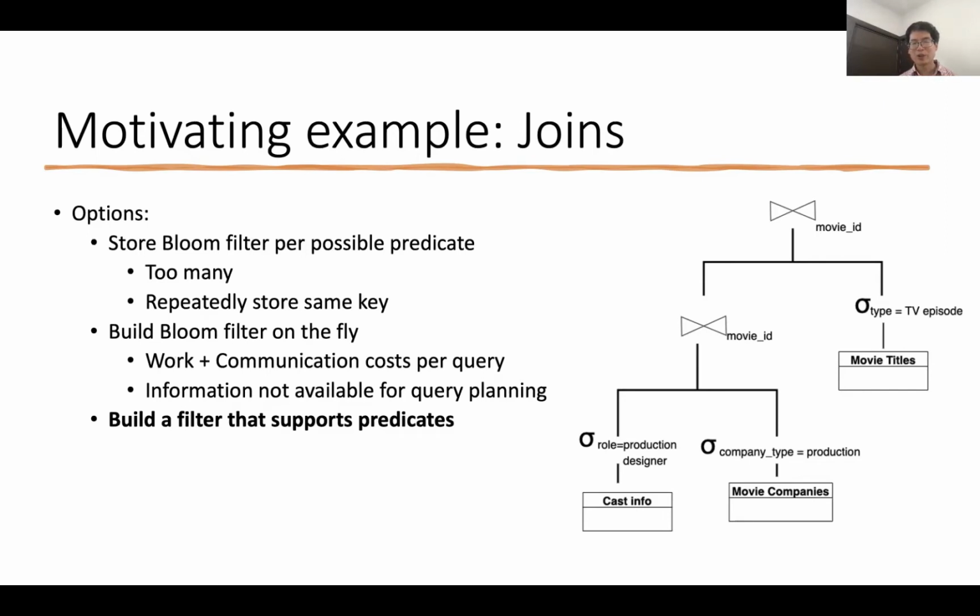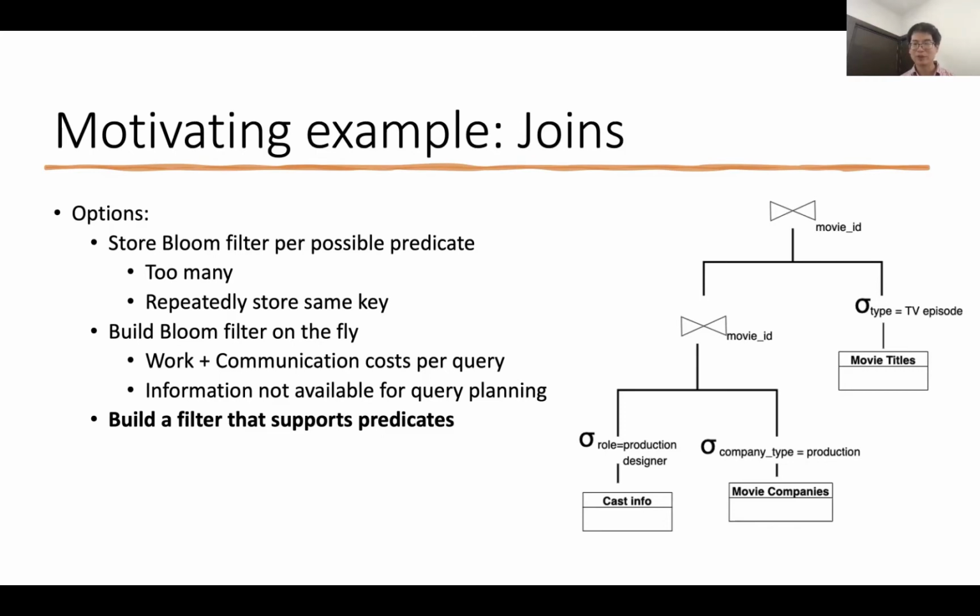Now, if I were to try to use a Bloom filter to accomplish this, where I have some pre-computed sketch for each predicate, then there's simply too many to store. Furthermore, if I tried this, I'd essentially be repeatedly storing the same key over and over, so the sketch would also be quite large, or the collection of sketches together would be quite large. I could take another approach, which is to build a Bloom filter on the fly. That is, at query time, I scan all three tables to build Bloom filters at runtime. But this involves some extra work and communication costs, and the information that's in the sketch would not be available for query planning purposes.